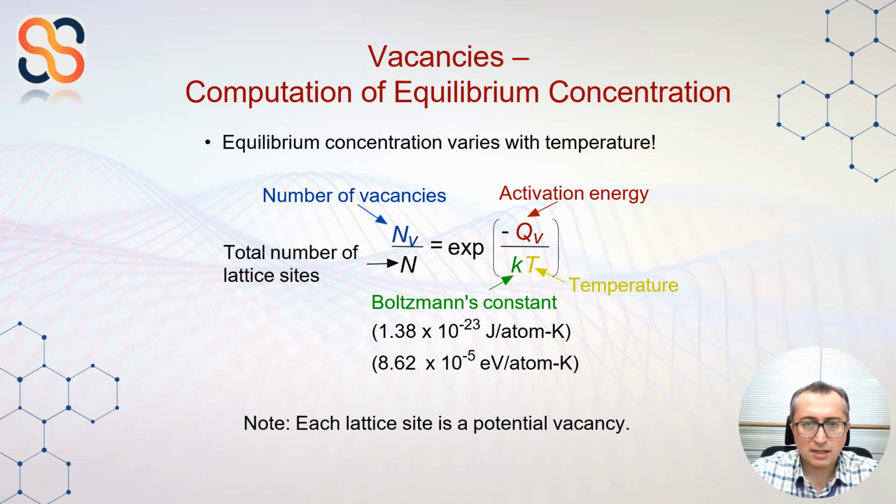And k is the Boltzmann constant, which has a value of 1.38 times 10 to the negative 23 joule per atom Kelvin. So, T is the absolute temperature measured in Kelvin. It's interesting to note that each lattice site has the potential to become a vacancy. So, the higher the temperature, the more vacancies we can expect to form because the atoms have more energy and can jump into the vacancy sites more easily.